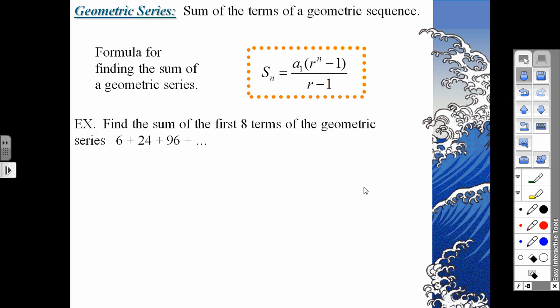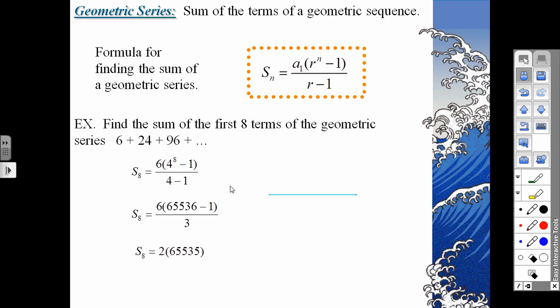All right, so let's test it out. It says find the sum of the first 8 terms of the geometric series, 6 plus 24 plus 96. All right, so first of all, let's figure out what our common ratio is. 24 divided by 6, we get 4. Our first term is 6, and we are taking this out to 8 terms. So we can go ahead and plug everything in. There's our a sub 1. Here's our common ratio raised to the n, minus 1, over our ratio minus 1. Yes, it's a big number. So we'll work it all out, and we get 131,070.